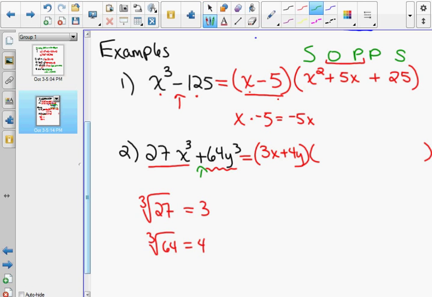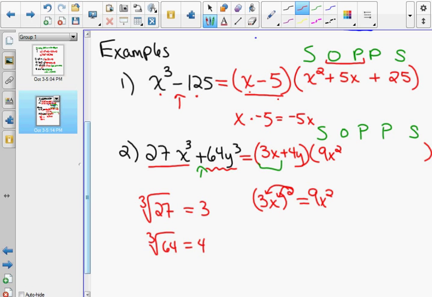And again, we're going to use SOPs to help us do this factoring. So the first S is standing for square. Now I need to square all of this 3x. So I'm not just squaring the 3, I'm not just squaring the x, I'm squaring all of it. When you square a 3x, you're going to have to square both the 3 and the x. So that's going to give us 9x squared.